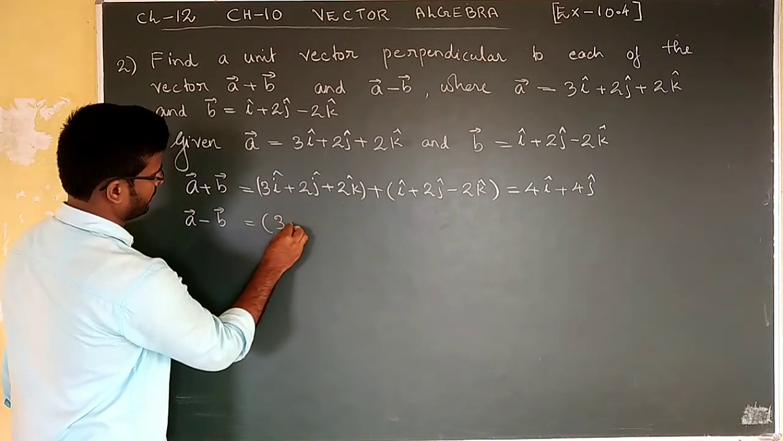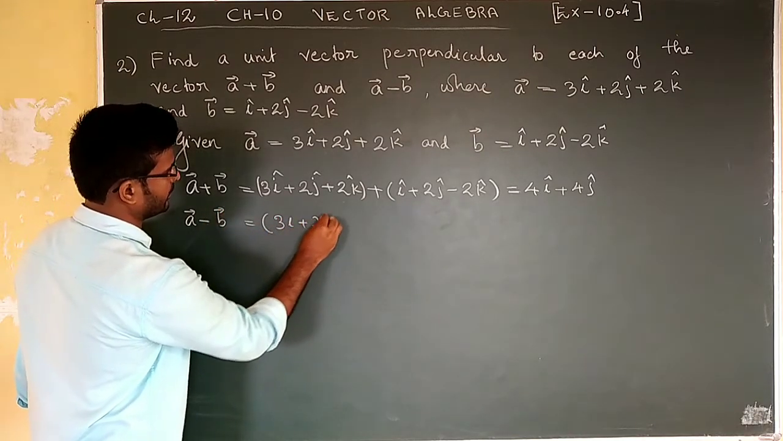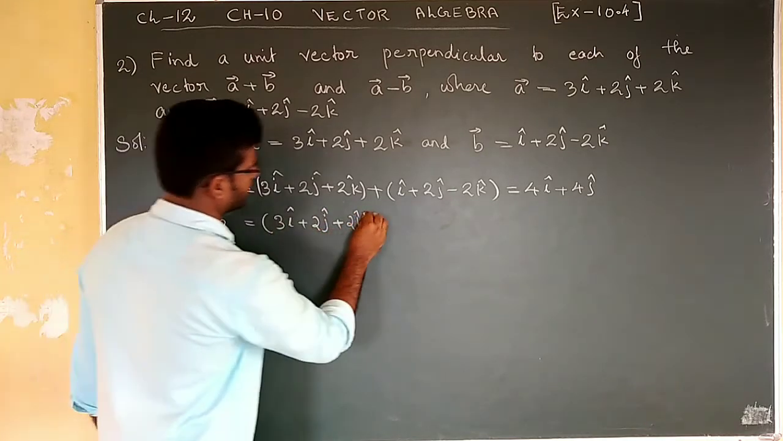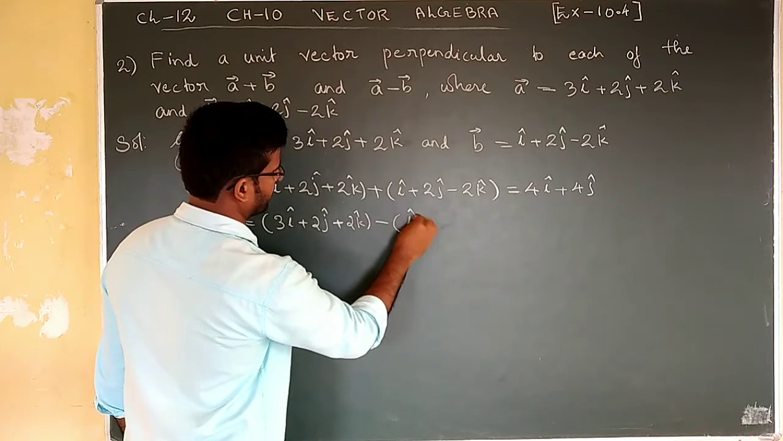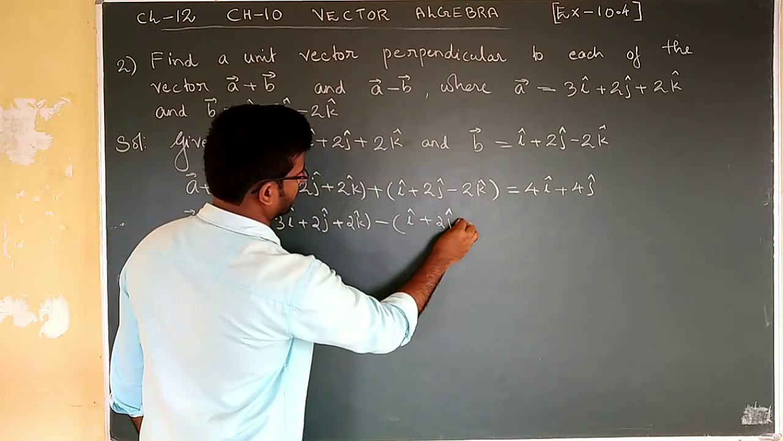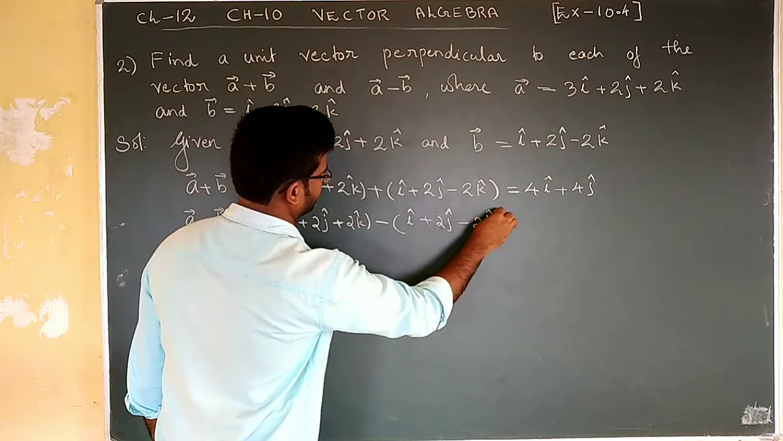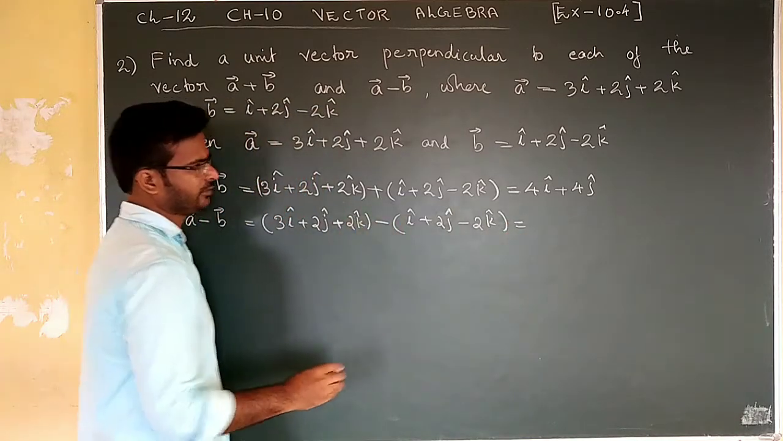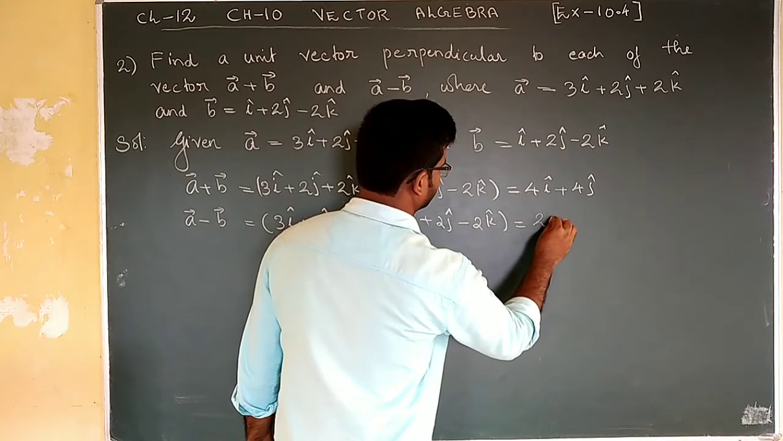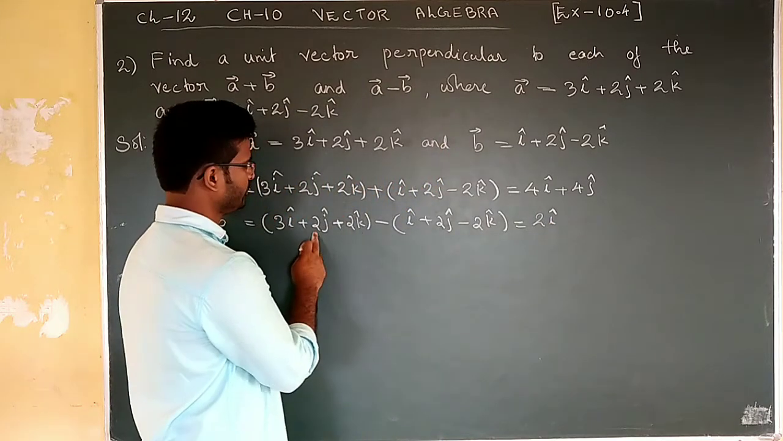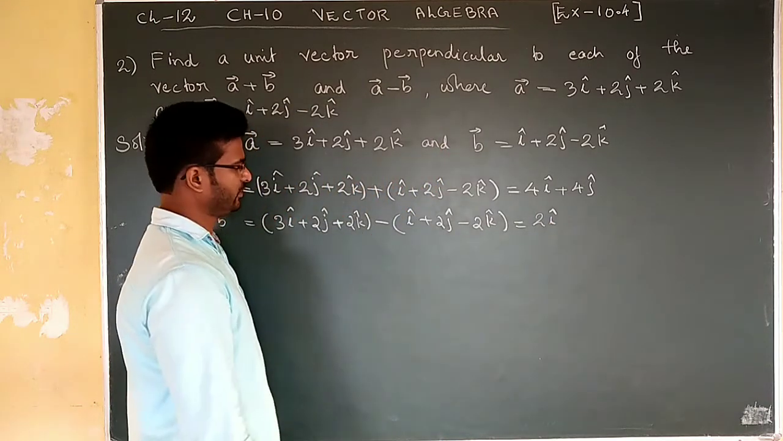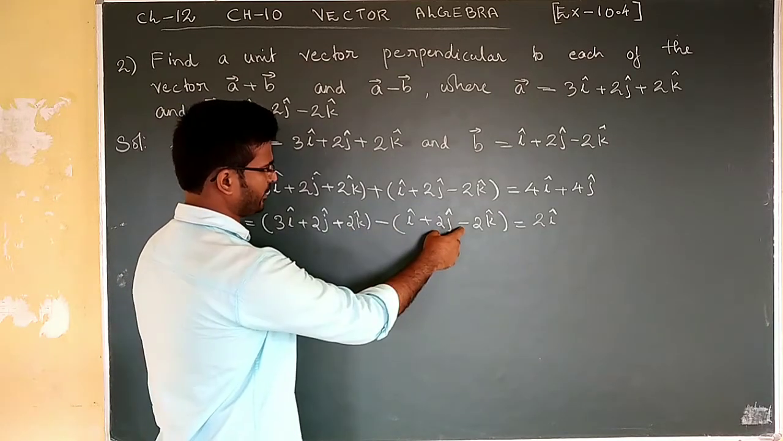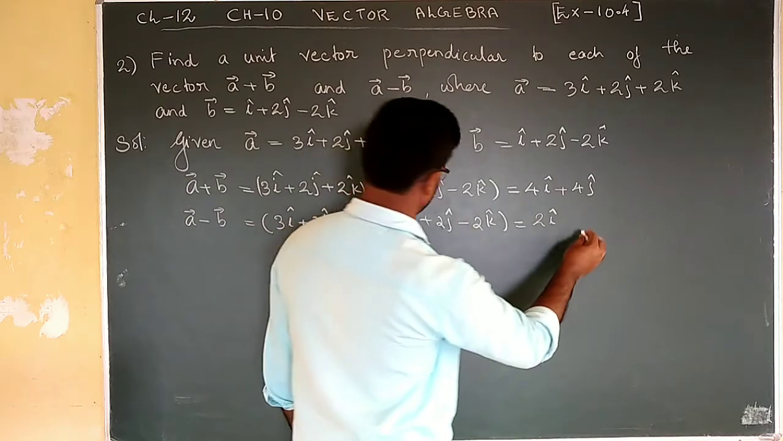A vector is 3i plus 2j plus 2k minus B vector, which is i plus 2j minus 2k. We can subtract: 3i minus i is 2i, 2j minus 2j, that will be 0, no need to write. Then 2k minus minus, plus 2k, that will be 4k.